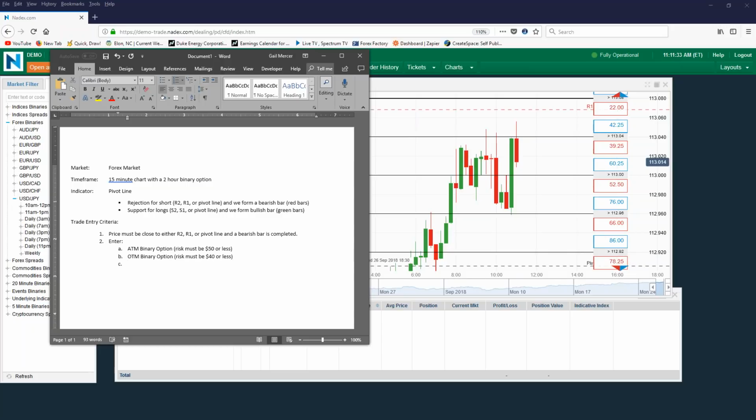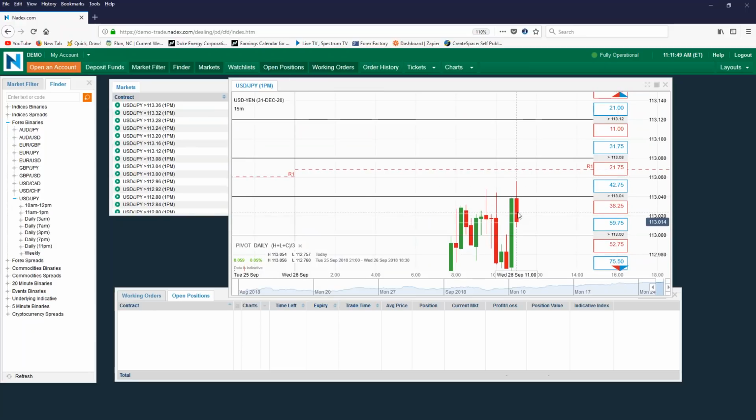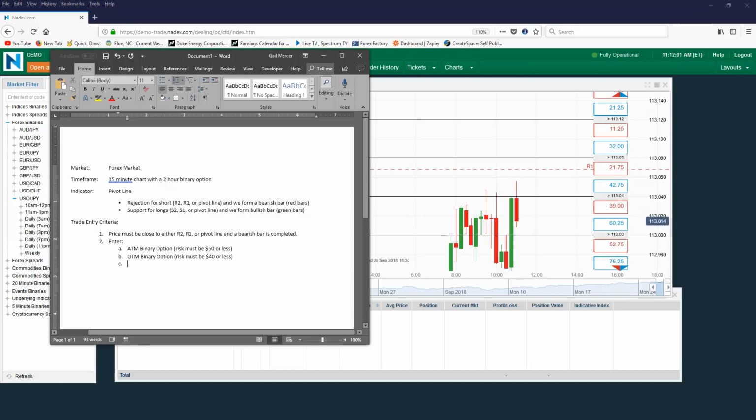Okay, but you could also do an in the money. Okay, what does an in the money mean? Well, in the money would be any of these that are above price right now. Why above price? Okay, because we're trying to go short. Now, if we're trying to go short, that means the in the money would be 113.08. Does everybody see that? So this is totally dependent on what your risk parameter is. So we could do an in the money binary option. Risk must be less than 80 bucks. Okay, that's an in the money.